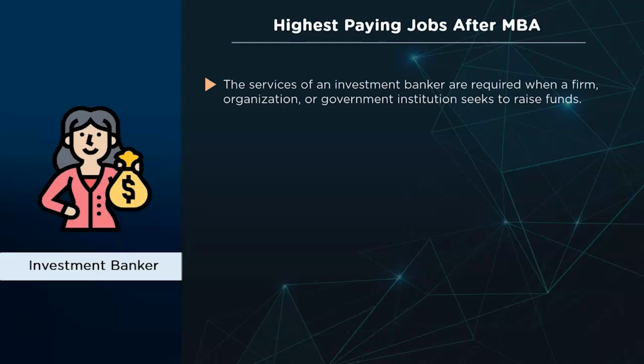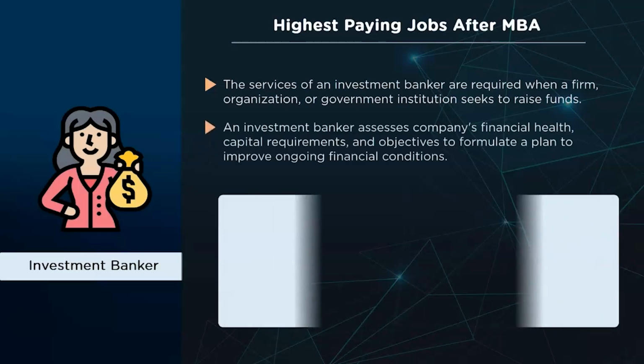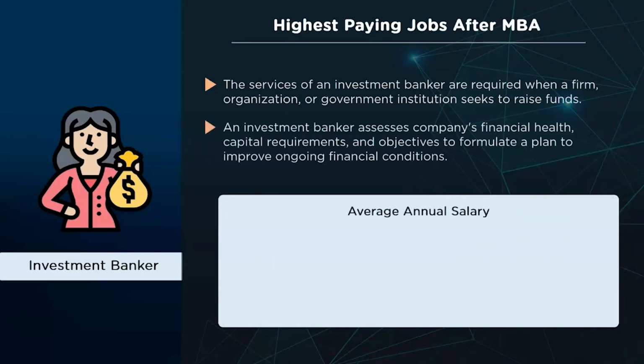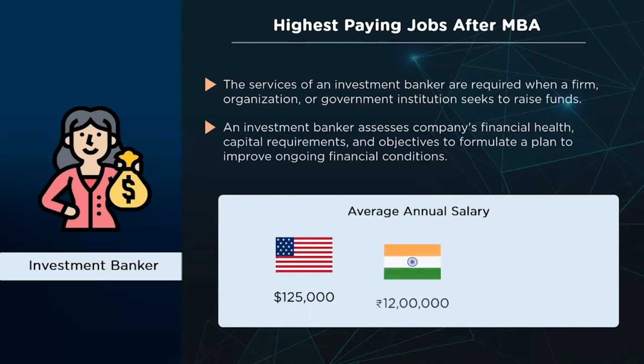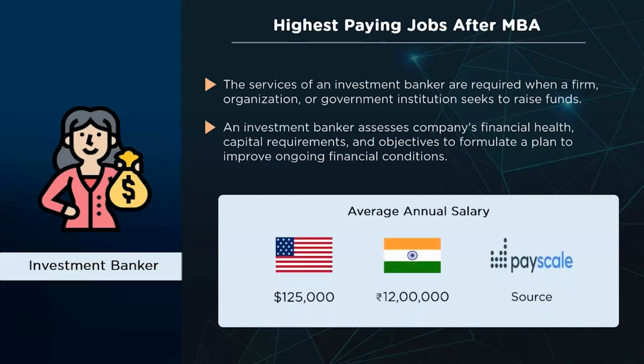since the nature of this job is quite fast paced. The ultimate goal for this role is to analyze companies and help clients raise finances by overseeing mergers, applying financial models, and producing legal and financial records. The average annual salary for investment bankers lies around $125,000 in the US and 12 lakh rupees in India.